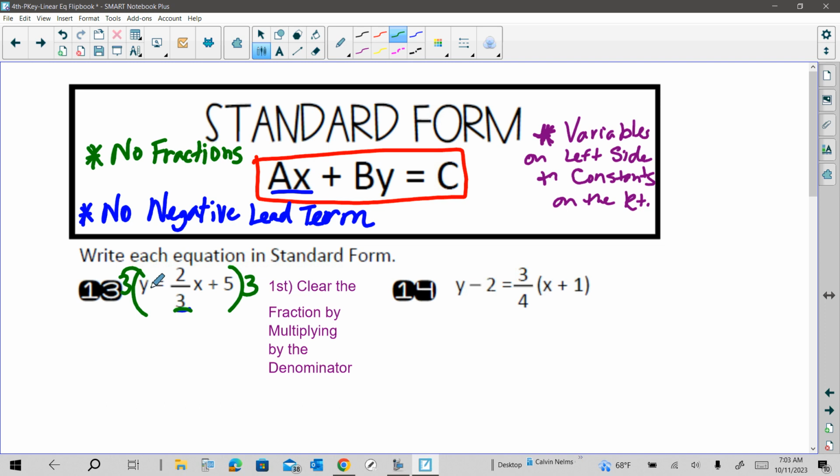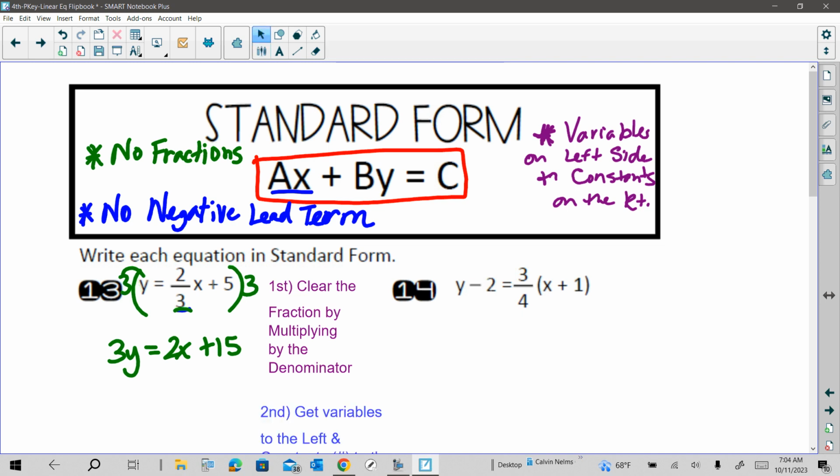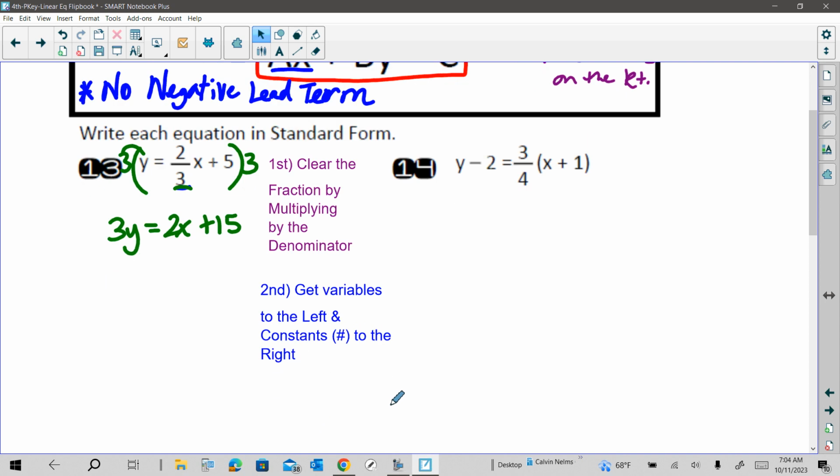So when I multiply 3 times the y, that becomes 3y equals 2/3 times 3, which gets rid of basically the fraction. So we're just going to have now 2x. You're left with just the top number of the fraction. So 2x and then plus 15. Now, after we get rid of that fraction, we have to remember that we have to get the variables on the left side, and the constants, your numbers, on the right.